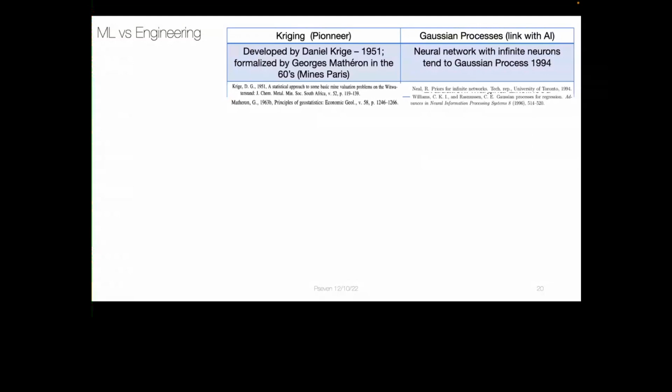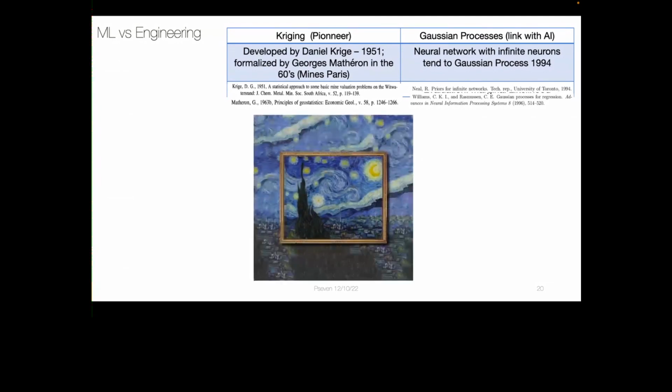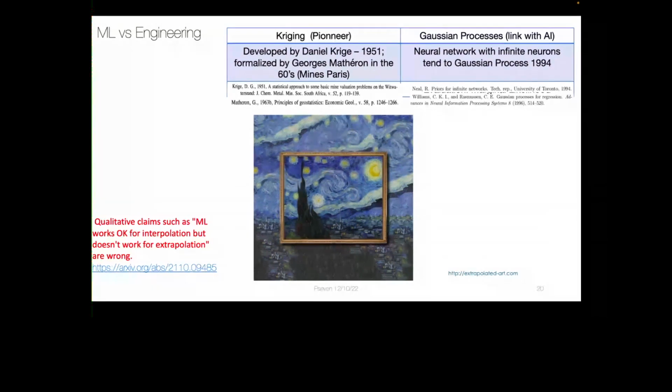And it has been more recently adapted to what is called Gaussian processes, in '94, right? And here is a small example of how you can use GPs in order to extrapolate. And this question is still open. So qualitative claims such as "ML works okay for interpolation, but doesn't work for extrapolation" are wrong. And you can have a look at this paper on the left.